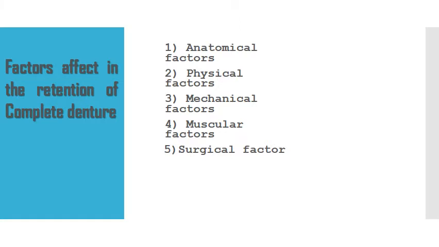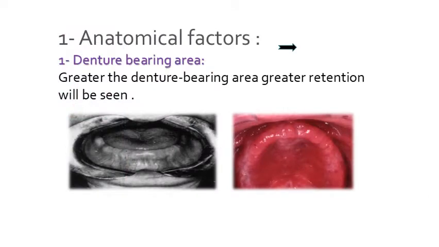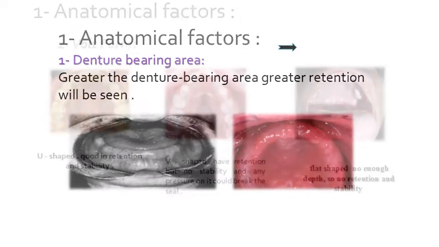First, the anatomical factor. Second, the physical factor. Third, the mechanical factor. Fourth, the muscular factor. And fifth, the surgical factor. The first factor is the anatomical factor. First, we have the denture bearing area. The greater the denture bearing area, the greater the retention will be.